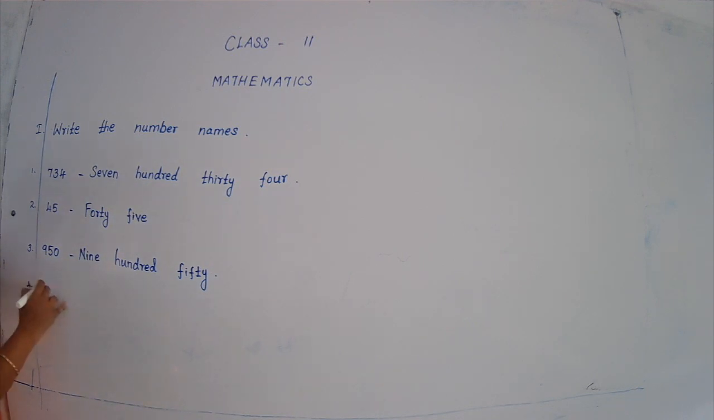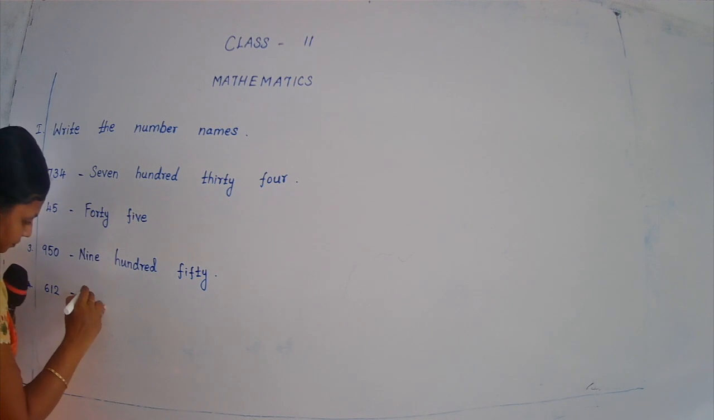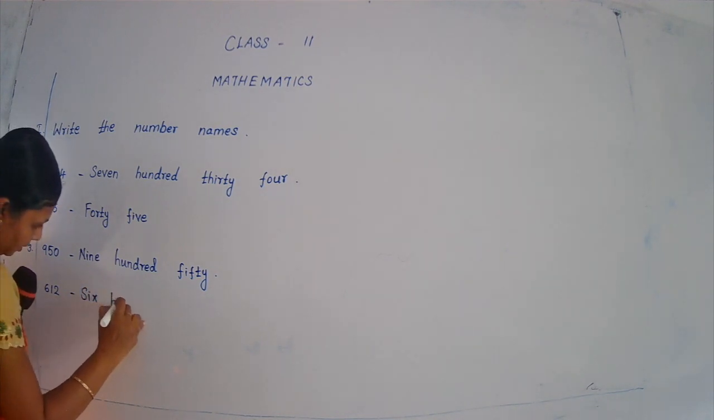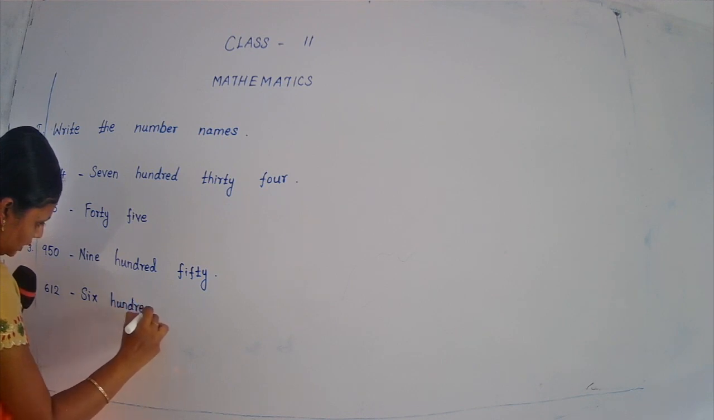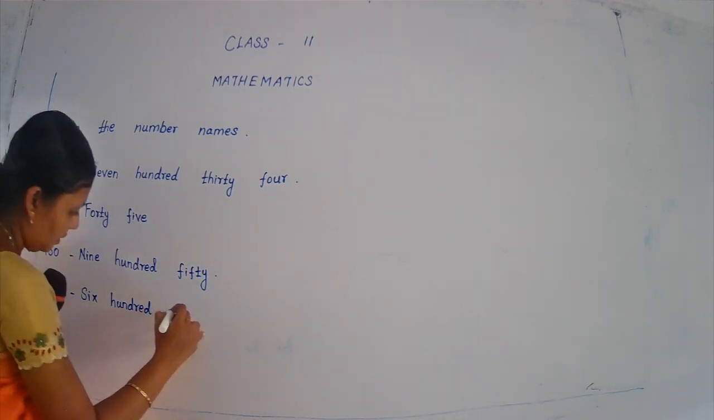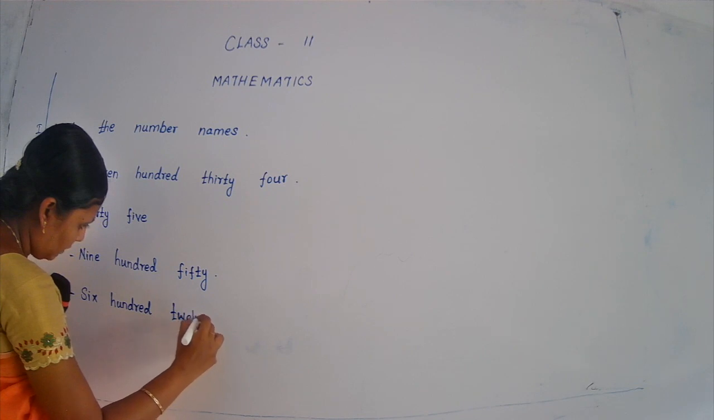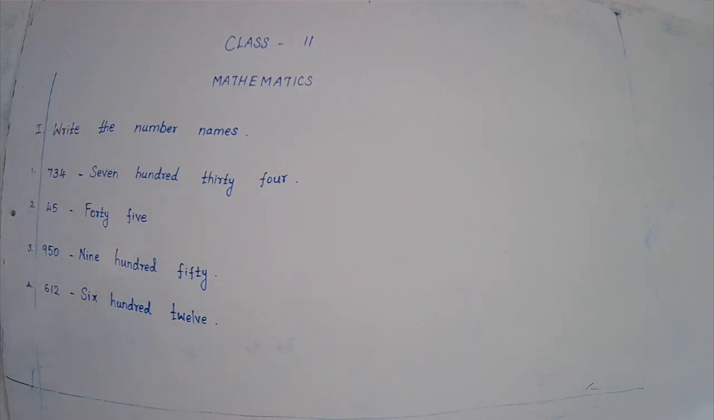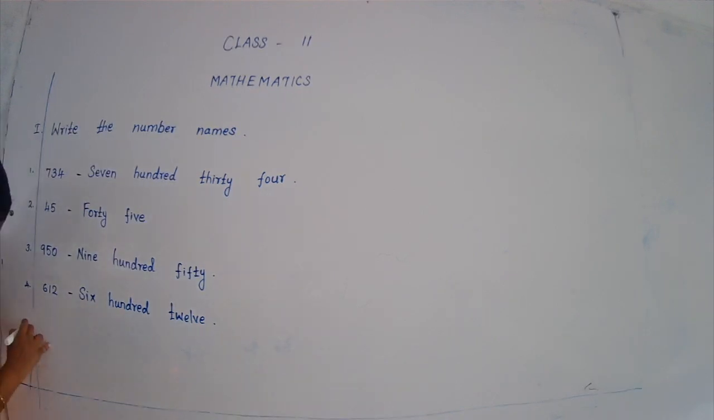The fourth one. This is a 3-digit number, yes or no? Yes, 3-digit number. What is this number? 612. Already I said hundred, you read it separate. The last two numbers you read together. 1, 2 means 12. Yes? 612. What is the spelling for 600? S I X, 6, H U N D R E D, 600. Say the spelling for 12. T W E L V E, 12. Okay, 612. Next, the fifth one.